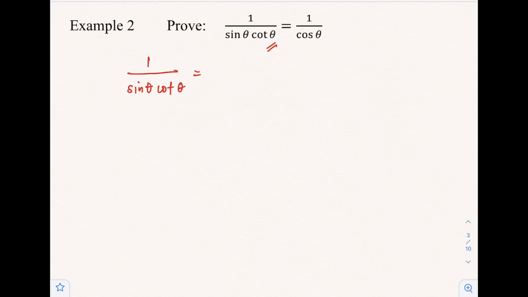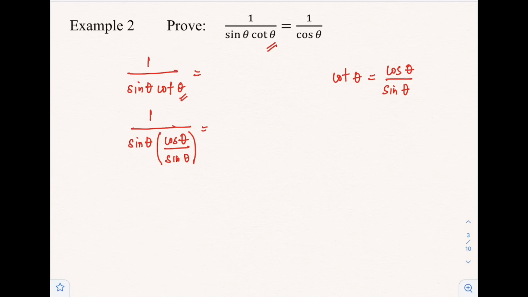Okay, so next step natin is i-rewrite natin lahat ng function in terms of sine and cosine. So dito guys, si cotangent yung ating kailangang baguhin. So kung natandaan nyo, si cotangent theta is equals kay cosine theta over sine theta doon sa ating quotient identities. Tama? So kung isa-substitute natin yan dito, we have 1 over sine theta times cotangent theta, which is equals to cosine theta over sine theta.